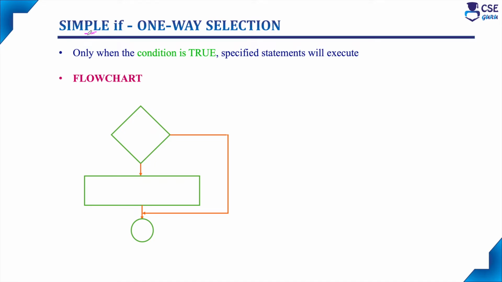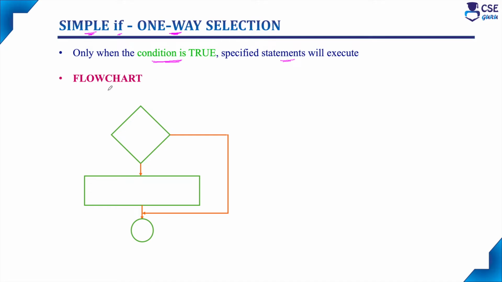Also, simple if comes under the category of one-way selection statement. A one-way selection statement is one where, along with the if statement, a condition is specified and that condition is evaluated by the C program. When the specified condition is true, it will execute a specific set of statements, which may be either a simple statement or a compound statement. So one-way selection specifies the set of statements to execute only when the condition is true. When the condition fails, nothing is described. That is the one-way selection statement, and the simple if statement comes under it.